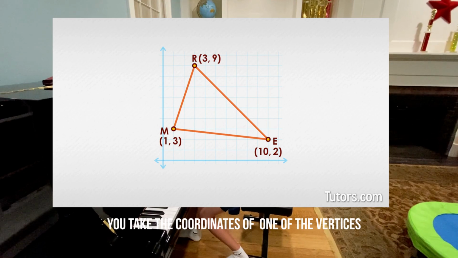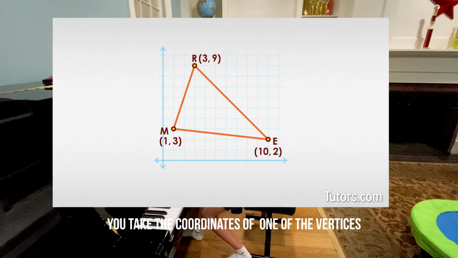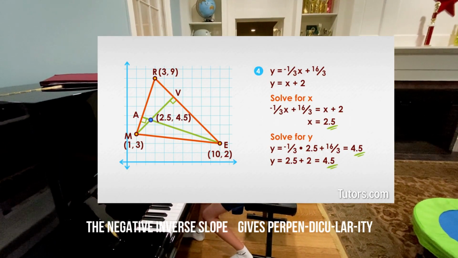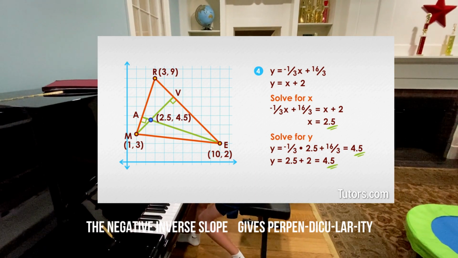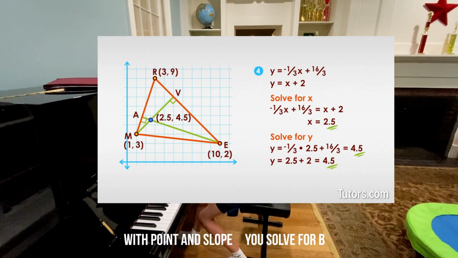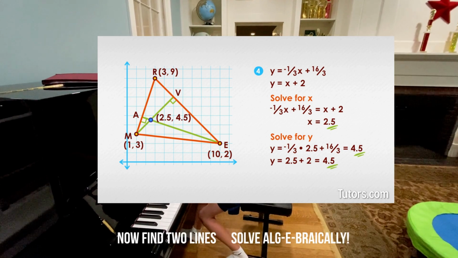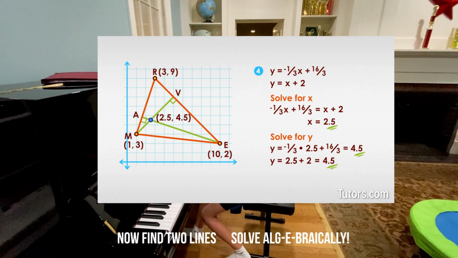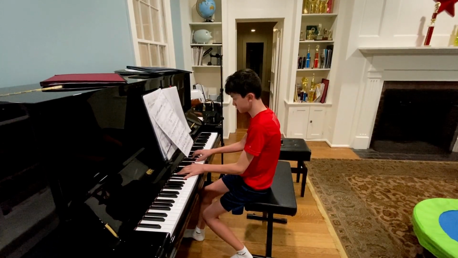You take the coordinates of one of the vertices, the negative inverse slope is perpendicularity with point and slope you solve for B. Find 2 lines, solve algebraically.